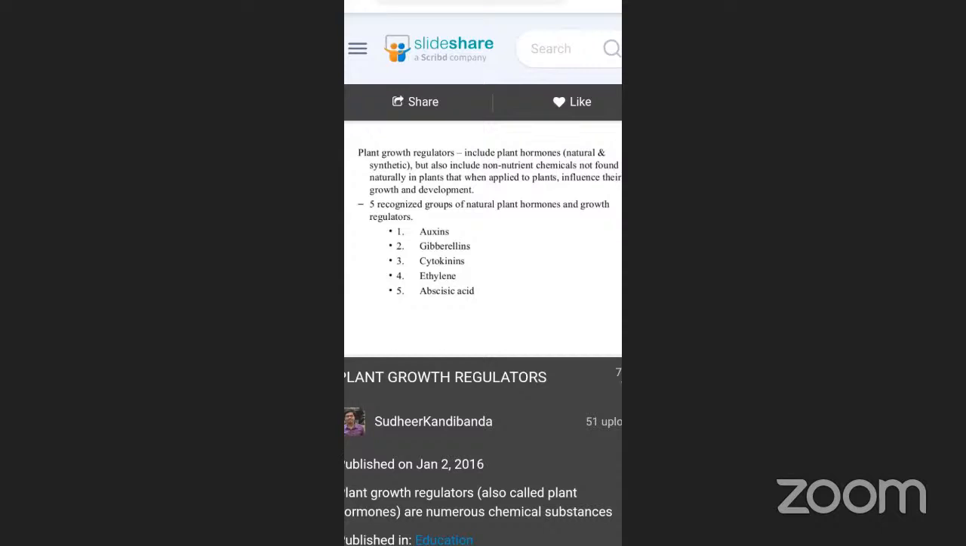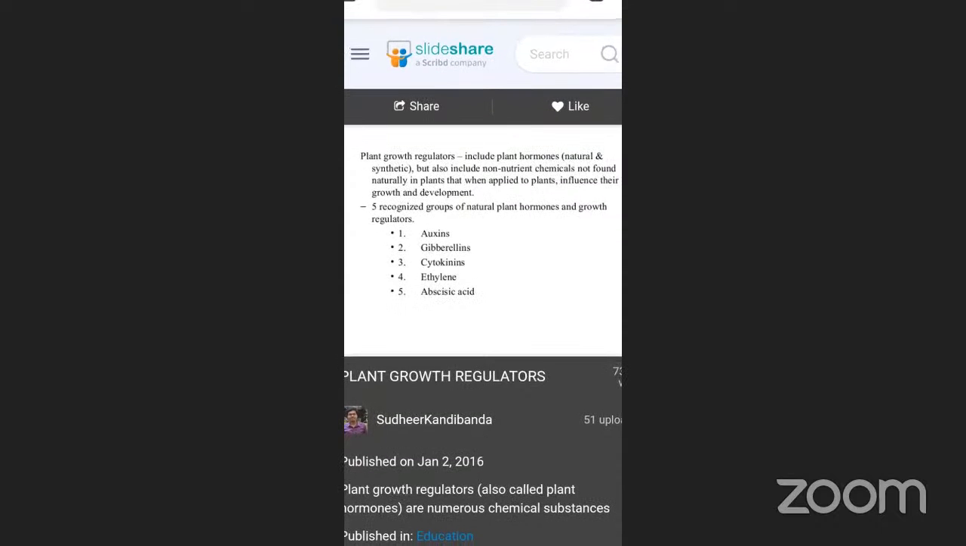Okay. So these plant regulators, that is the hormones, are natural and synthetic hormones. There are five types of plant hormones. Out of the five types, three include the auxins, gibberellins, and cytokinins. These three are the plant growth hormones. And the other two, ethylene and abscisic acid, are called the plant inhibitory hormones. Okay, so first of all, let us discuss the auxins.